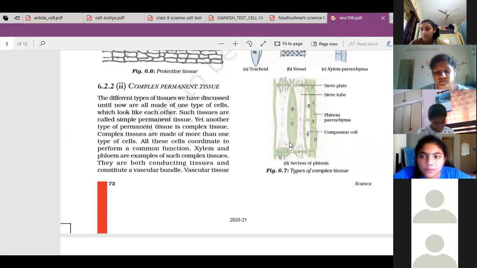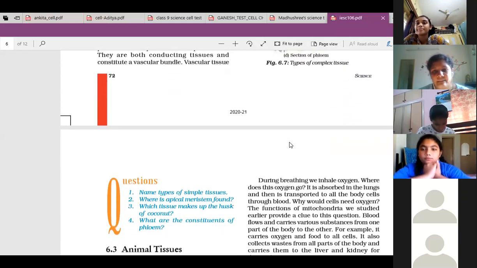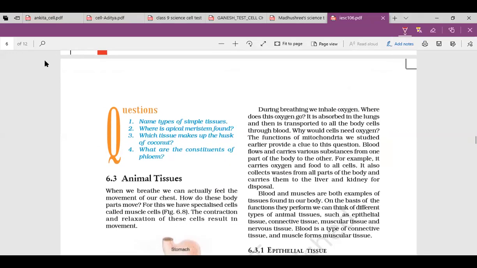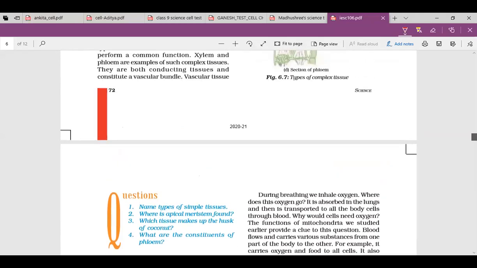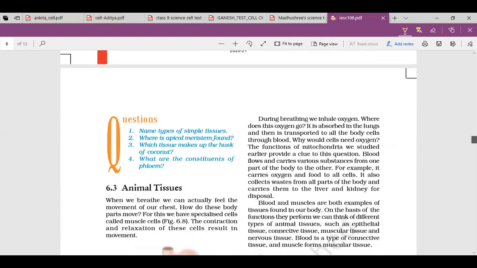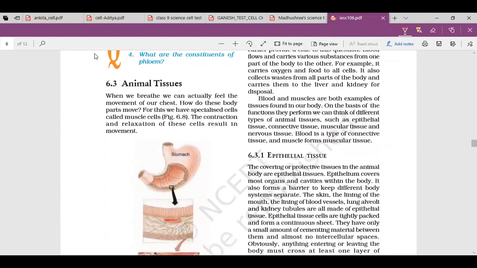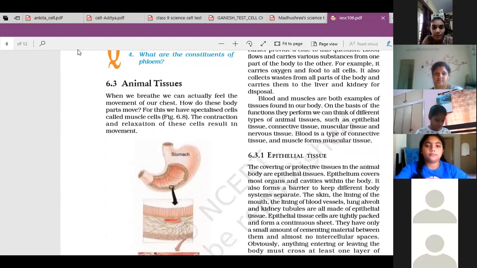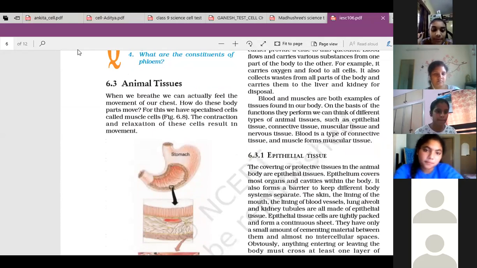Clear? Yes, ma'am. This is all about plant tissues. Clear? Plant tissues, now almost clear. Two times you have already learned. Is this clear or are there still any doubts till this part? No doubts? Everything clear now? Yes, ma'am. Okay.